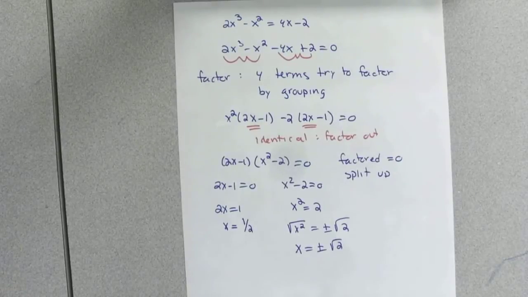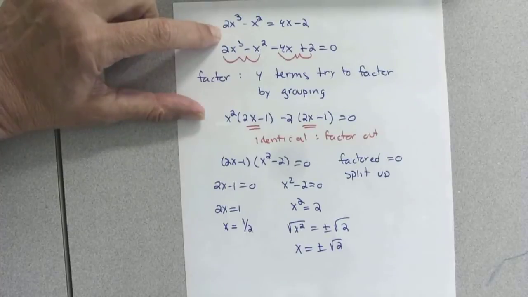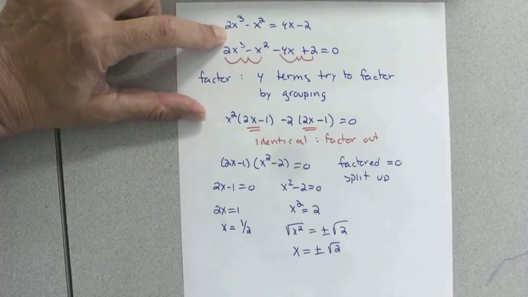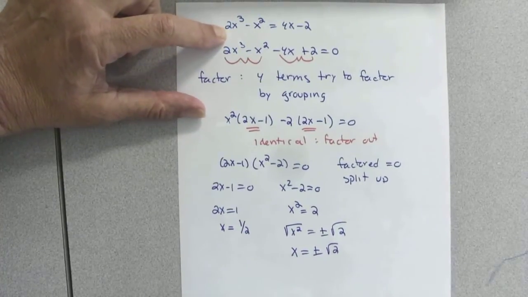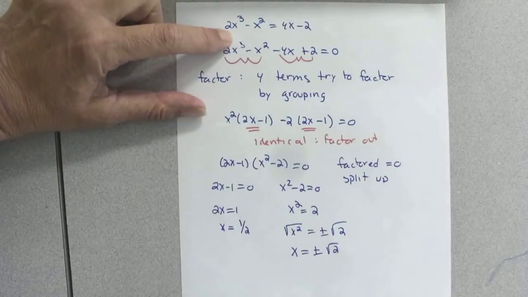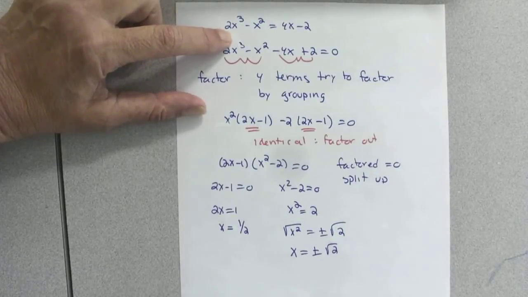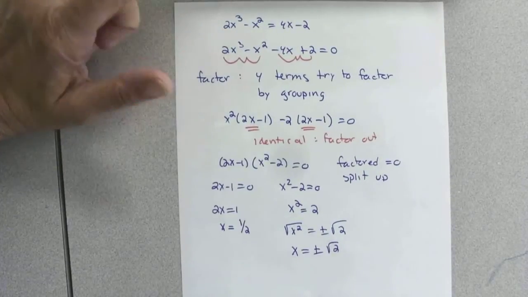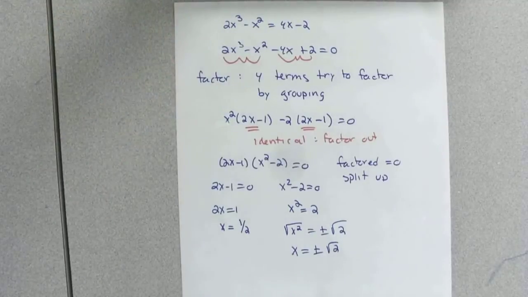And so here I get 3 answers. Because my highest exponent, that's called the degree, and we'll talk about that more later. Because it was degree 3, I can have up to that many answers. You don't have to have that many answers, but that's the maximum. And I get 3 answers.